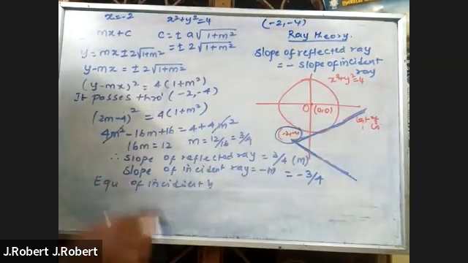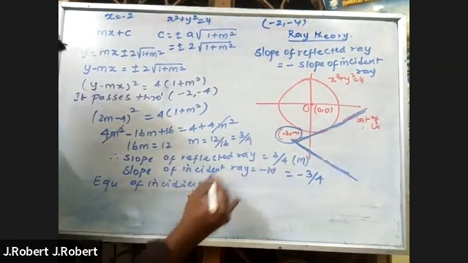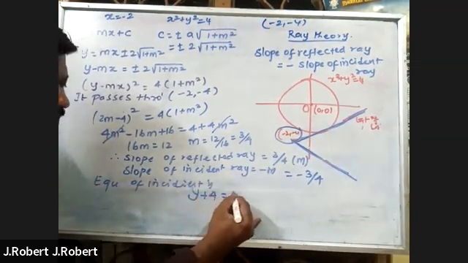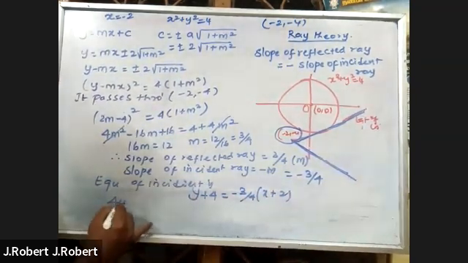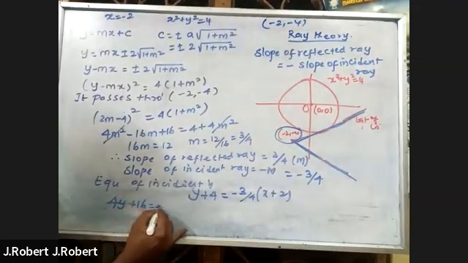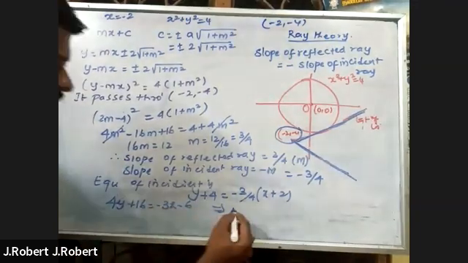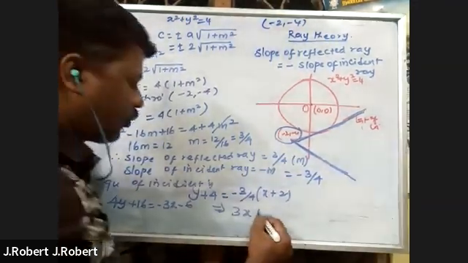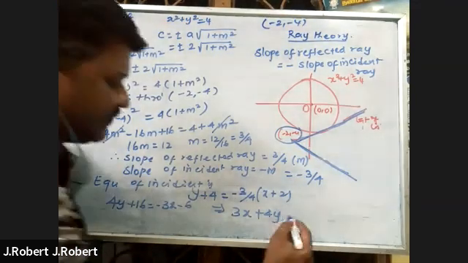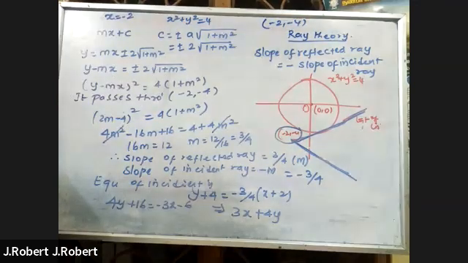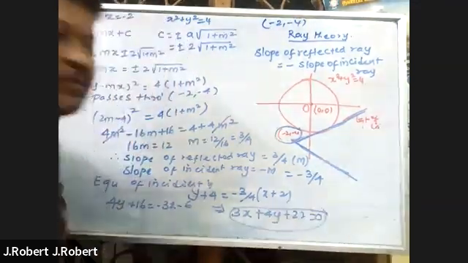So the condition is the equation of the straight line passing through one point whose slope is minus 3 by 4. So y minus minus 4, that becomes y plus 4, equals minus 3 by 4 into x plus 2. Cross multiplying, we'll get 4y plus 16 equals minus 3x minus 6. Bringing the minus 3x over, we get 3x plus 4y plus 16 plus 6, which becomes plus 22. Therefore the answer is 3x plus 4y plus 22 equal to 0. That is the answer they asked for in the question.